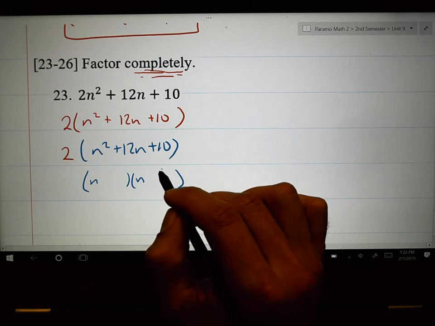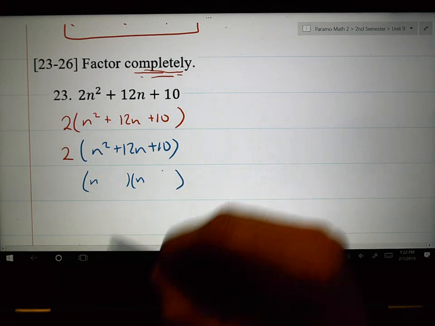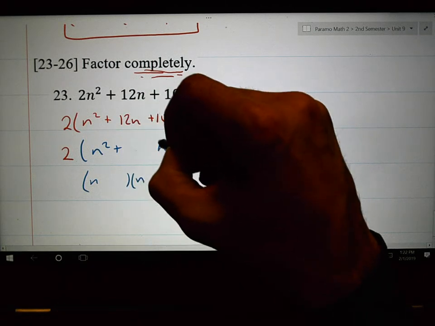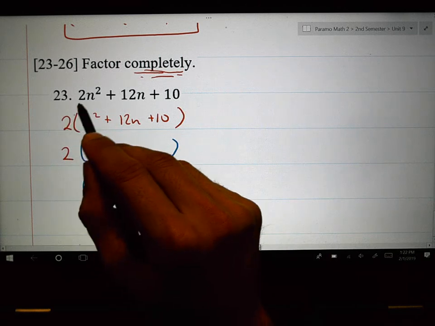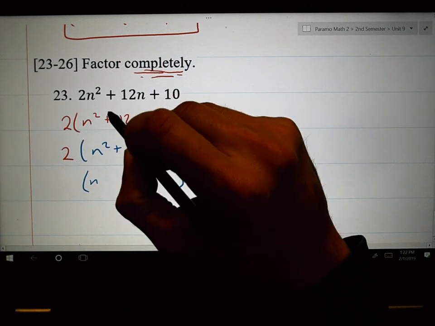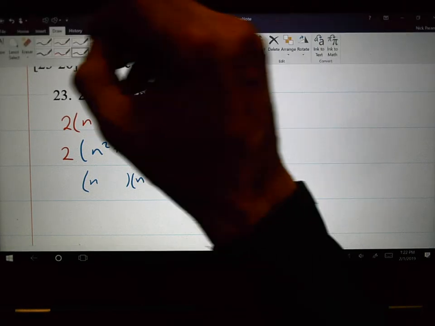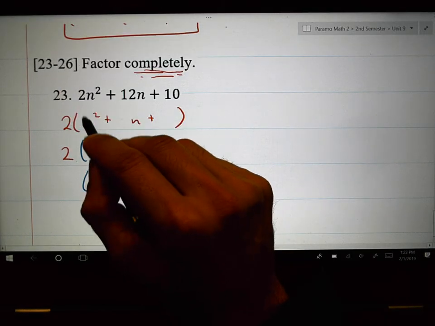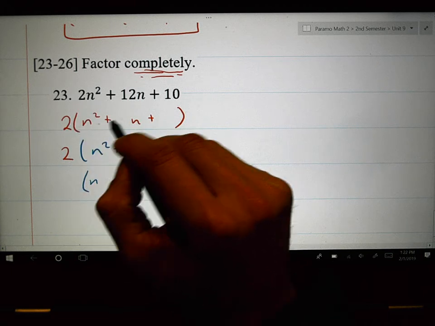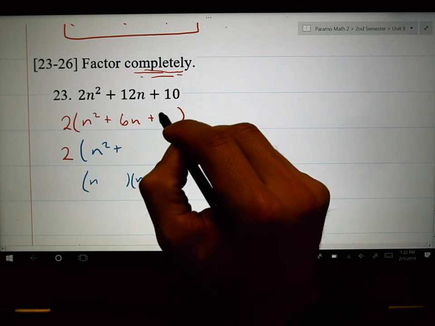Wait a second. I know what I did wrong. I'm sorry. Let me erase. Mr. Paramo made a mistake. When I factored out the 2 here, this is the mistake. Let's go back to red. 2 times n is 2n squared. 2 times 6n would make 12n, and 2 times 5. That times that is that.